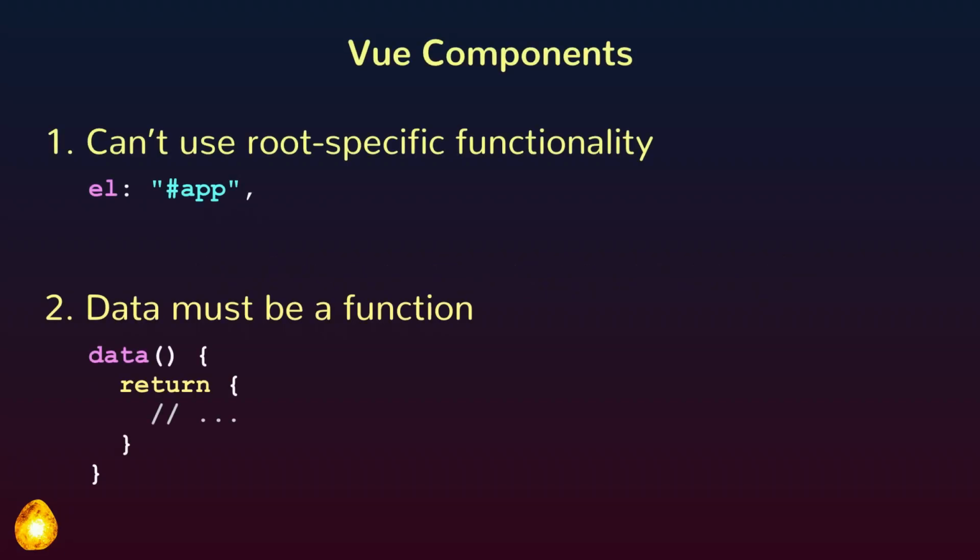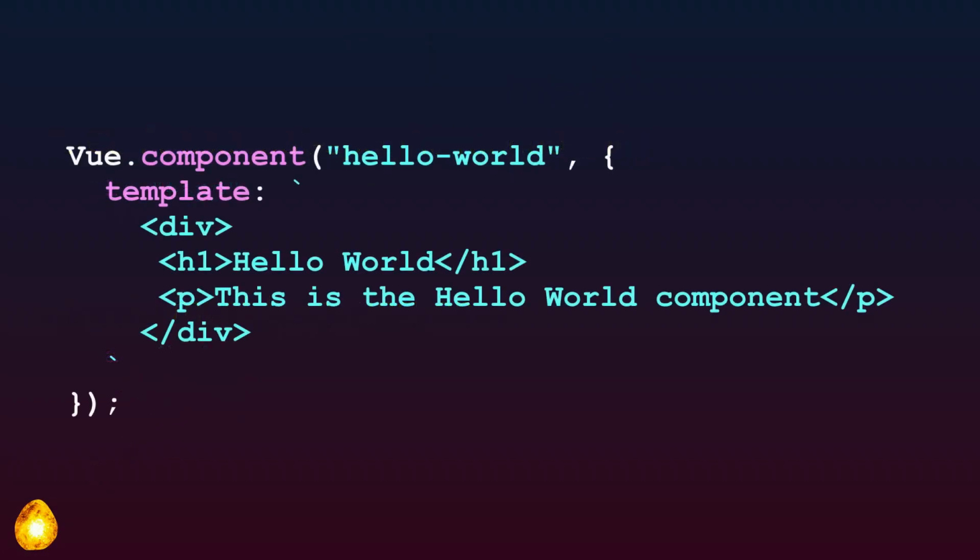There's a few key differences, however. One is that components can't use root-specific functionality. So we can't, and we shouldn't, have a component be mounted onto a DOM element. That's the responsibility of the root instance. The second is data must always be a function, because Vue under the hood expects the functions to return new objects to differentiate between the data for different instances or components, something we just must adhere to.